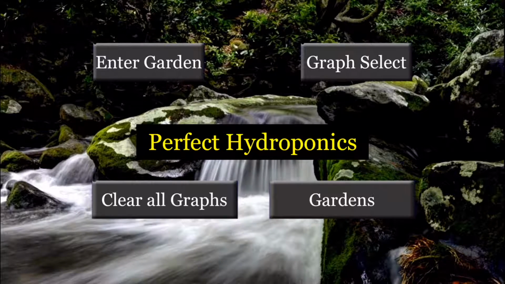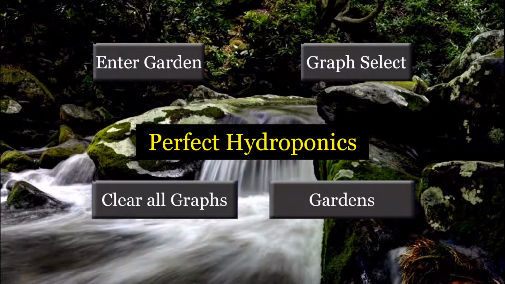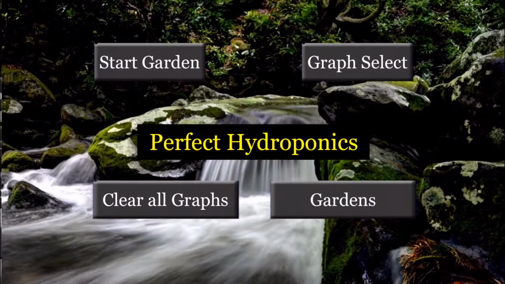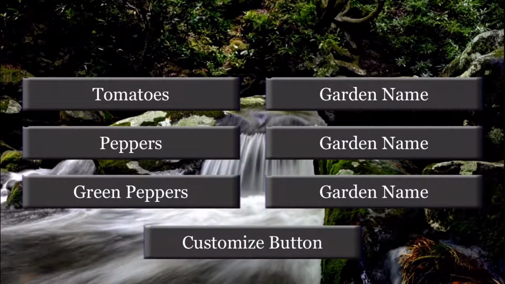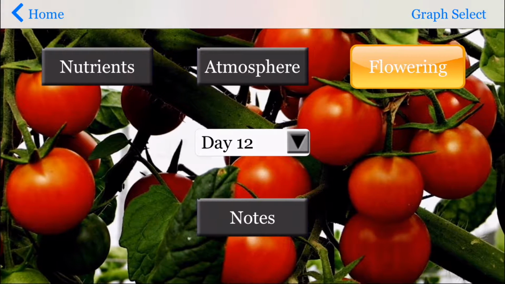On the bottom left, clear all graphs. Once you're finished with your garden and you want to set the application back to its default settings, you'd simply select clear all graphs. We're going to say no because I want to keep my data. And then on the bottom right is gardens, and it simply takes you back to the applications page so you can select another garden if you're growing multiple gardens. So let's jump back into tomatoes and go back into Enter Garden.